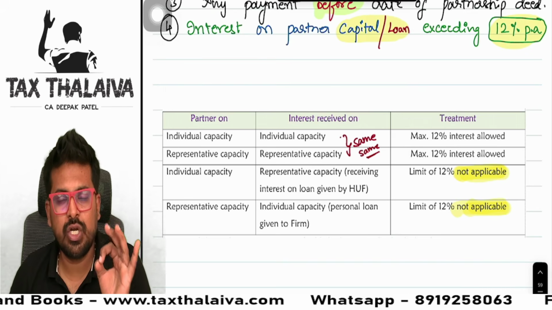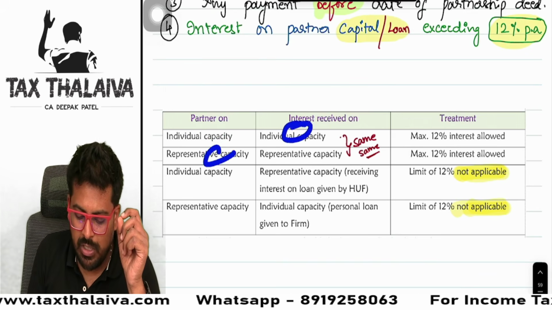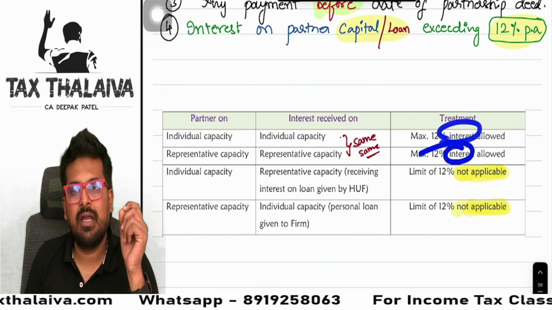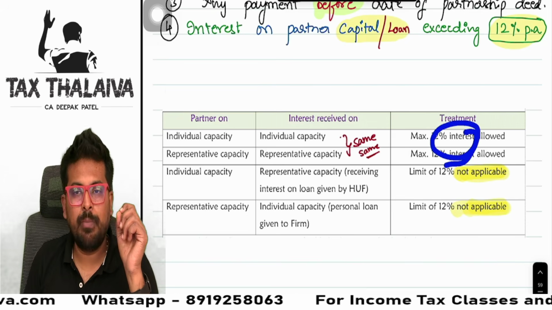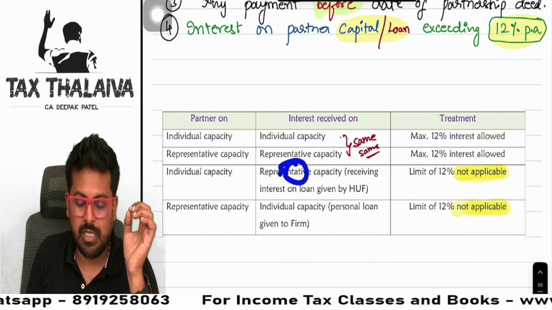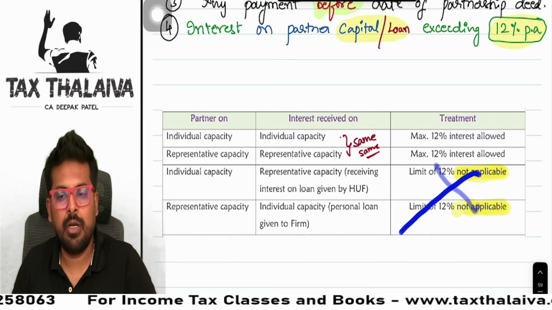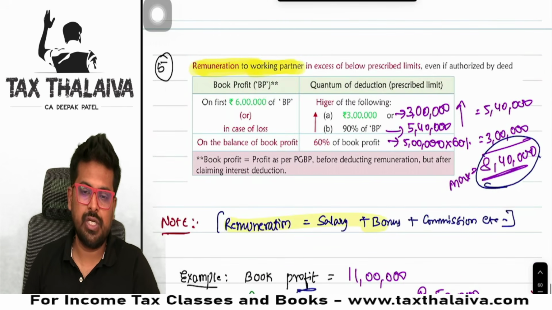Very simple. In the examination, if you don't want to get confused, simply remember, if both capacities are the same, then only is the limit triggered. The cap of 12% is applicable. If you see here, both are different: individual capacity, representative capacity, individual capacity, then the limit will not be applicable. Remember it like this in the examination.